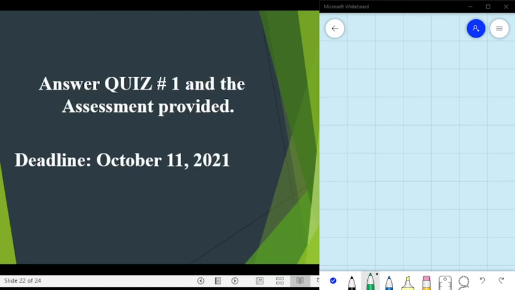So, for your activity to submit, the deadline is October 11, 2021. You are going to answer quiz number 1 and the assessment provided. In our assessment, write the correct answer that you solved beside the numbers.